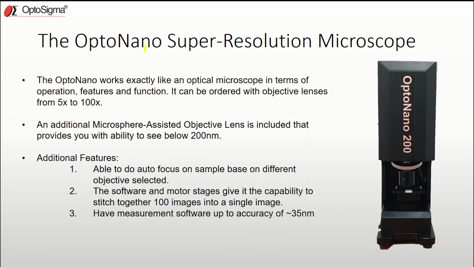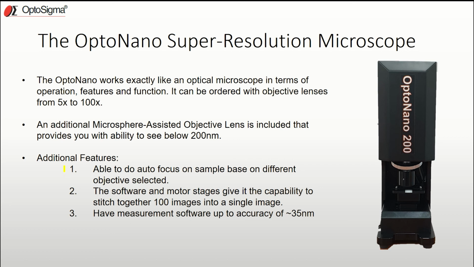So now let's talk about the OptoNano itself. It's a super resolution microscope, as I've alluded to. Here's the main thing. The OptoNano works exactly like an optical microscope in terms of operation, features, and functions. And it can be ordered with standard objective lenses, from say 5x all the way up to 100x. But one of the things that's provided with the OptoNano is the Microsphere assisted objective lens, and that's included, and that's what's going to give you the ability to see below the diffraction limit, which is 200 nanometers.